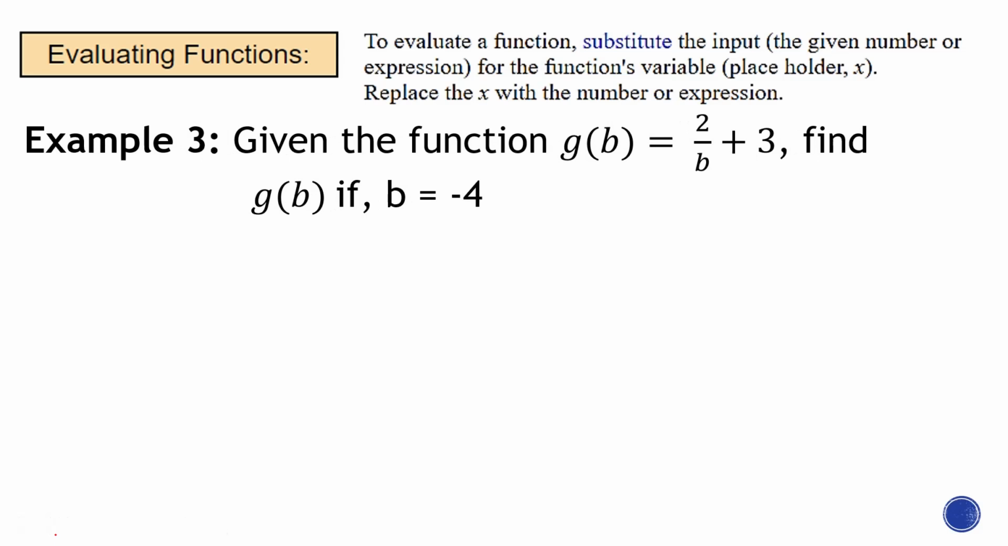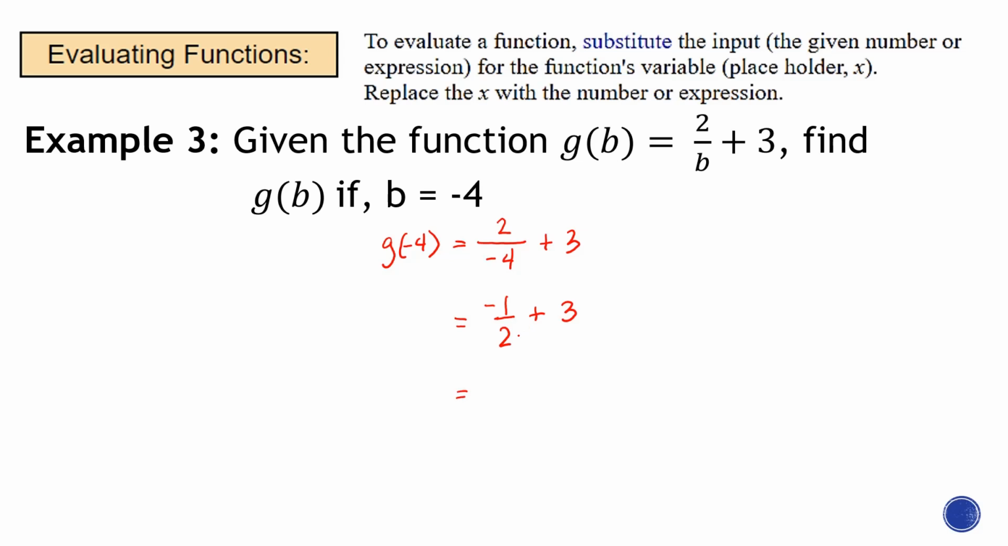Given the function g of b equals 2 over b plus 3, find g of b if b is equal to negative 4. So basically, it's just the same idea. If you remember what we did in the first 3 examples, that is the thing that we will still be doing here. So this is g of negative 4 equals 2 over negative 4 plus 3. So 2 over negative 4 is equal to negative 1/2. Okay, so if you notice, I put the negative sign in the numerator. We can do that. And then I simplified 2 over 4, which is 1/2.